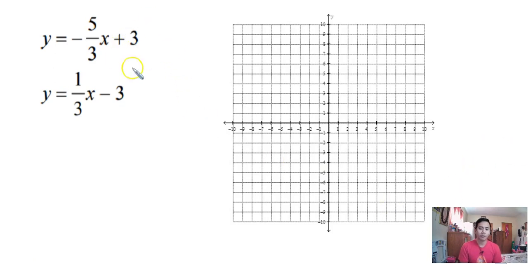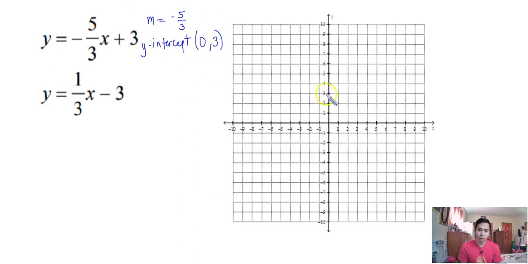So I'm going to identify my slope, which is the m. In here, my slope is -5/3. And my y-intercept on this equation, again, your y-intercept must be a point. Because the value of b here is 3, that's your y-intercept, so you have (0, 3). Okay, so I'm going to graph that.